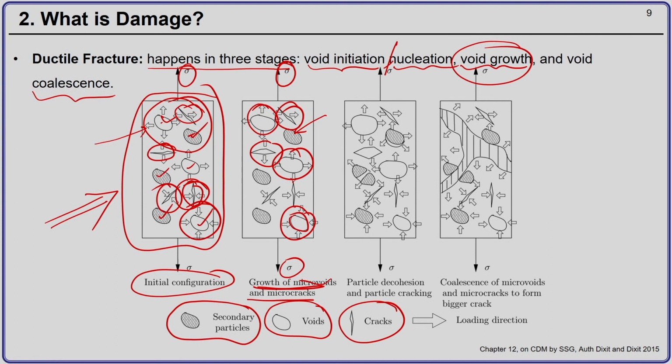So, as you keep on increasing the load, what will happen? The size of the voids will grow to a large amount, and also new voids will appear. As you can see here, there is a delamination between the bulk material and the secondary particle which has created a new surface. Or the secondary particle, under the action of the force, may break into two parts and create a new set of voids.